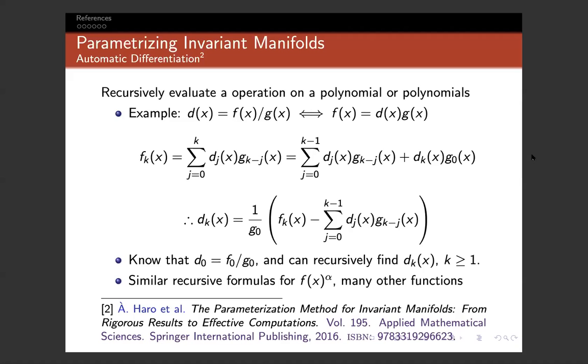And what you can see is that it only involves the known coefficients of f and g, as well as the lower order coefficients of the quotient d. And we know d sub 0, the constant term of the quotient d, that's just the quotient of the constant terms of f and g. So we can recursively use this to find the higher order terms of the quotient polynomial. And in a very similar way, these kinds of formulas exist for powers and many other functions as well, and they're all given in this book, which has been very useful for this study.